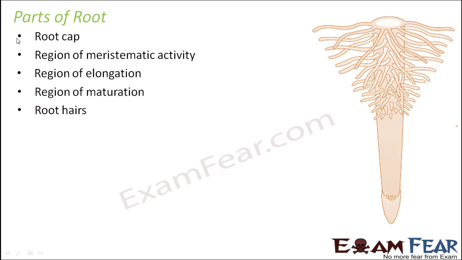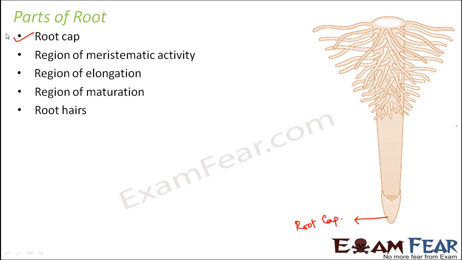So let us quickly see what these parts are. When I say root cap, what is a cap? A cap is like an outer covering to something. For example, we wear a cap on our head, right? So it is an external covering. This cap of the root is the tip of the root. So you see a cap-like structure here. This is nothing but the root cap.